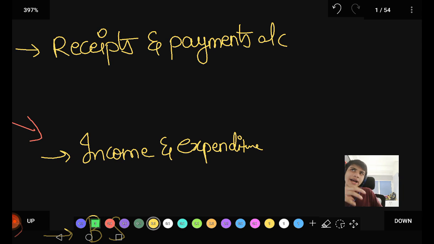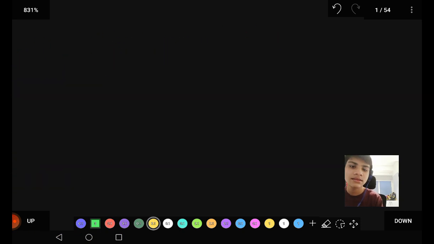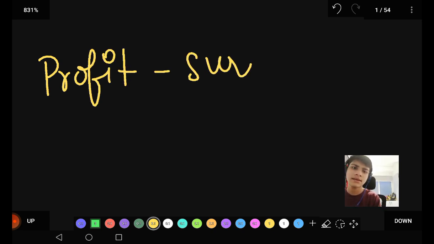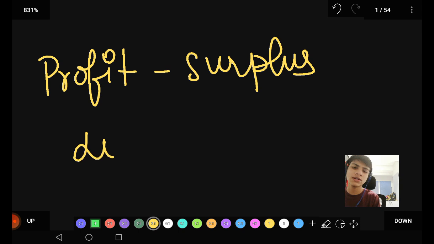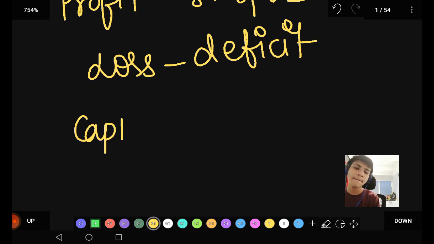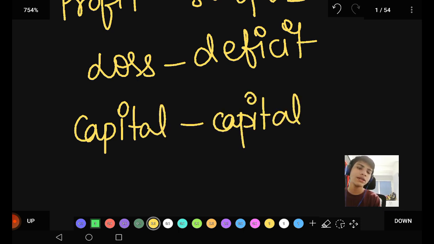Why do we have different accounts for a profit making and a not for profit organization? Well, the answer is simple. In a not for profit organization, we have no profit. Instead of profit, you call it surplus. And instead of loss, you call it deficit. And instead of capital, you refer to it as capital fund, because whatever you do here is not for profit.